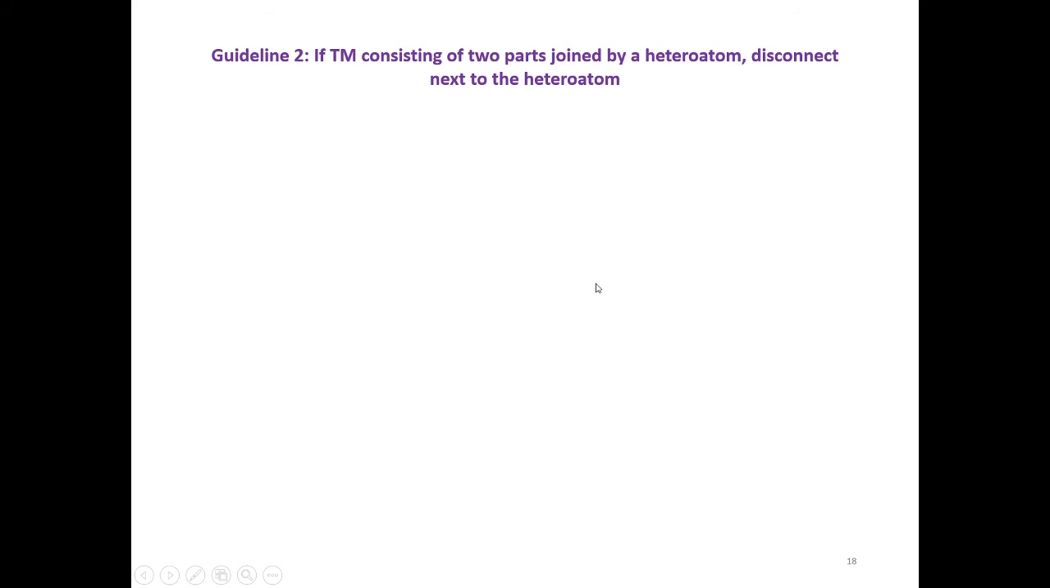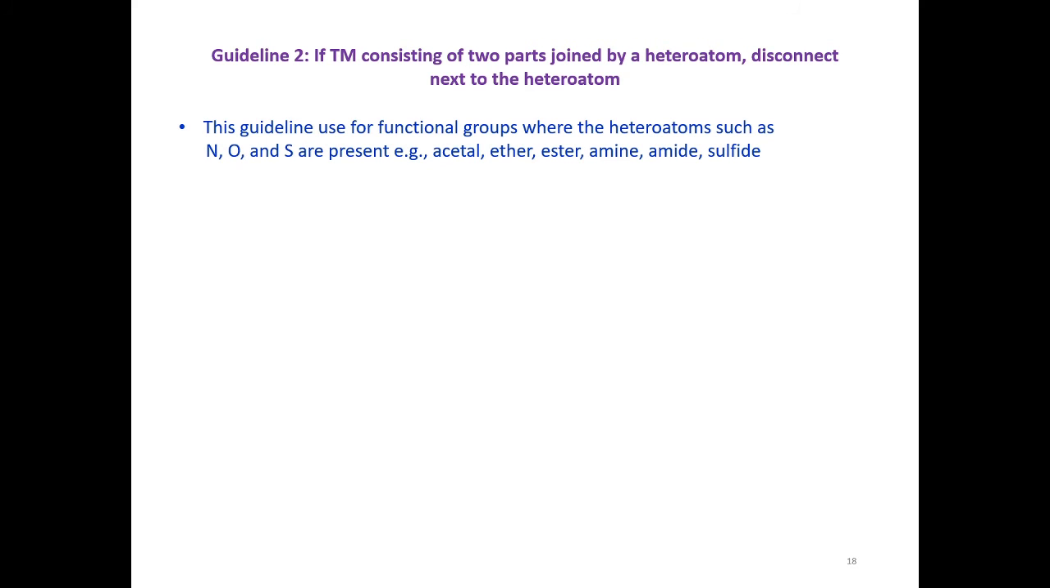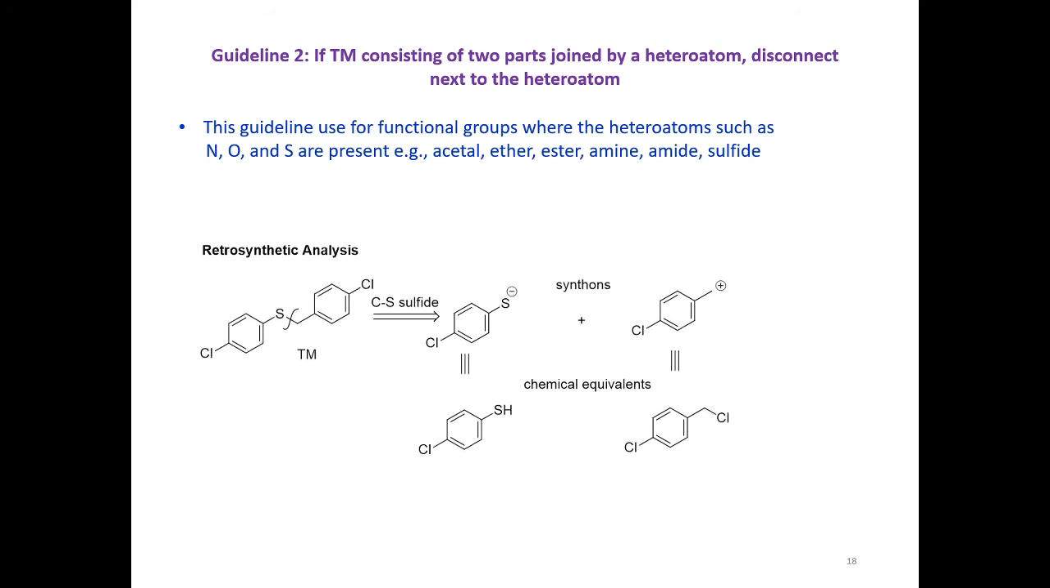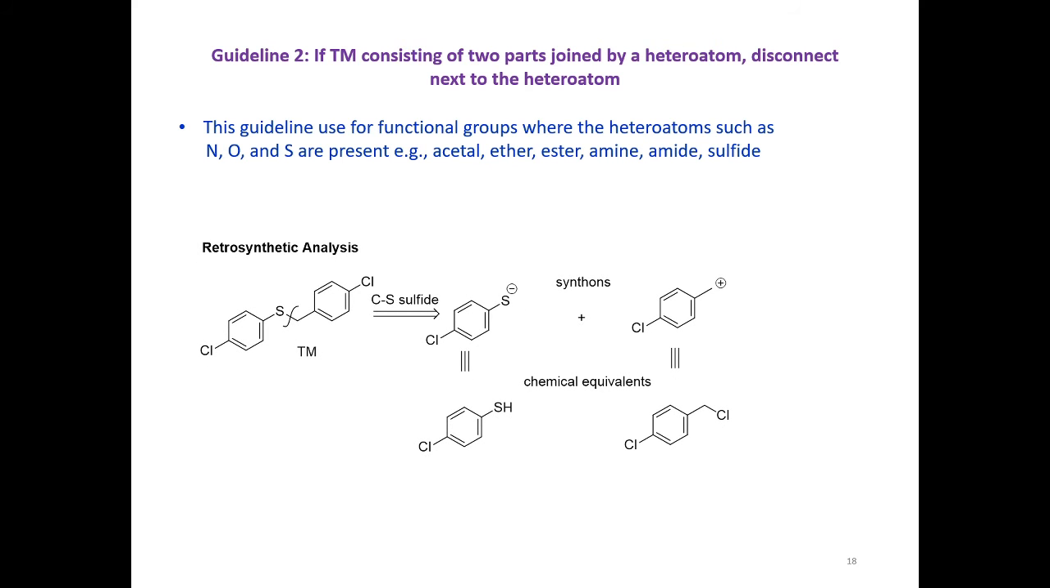So now move to guideline 2. If the target molecule consists of two parts joined by a heteroatom, disconnect next to the heteroatom. These guidelines are for the functional groups where heteroatoms such as nitrogen, oxygen and sulfur are present. For example, acetal, ether, ester, amine, amide, sulfide, etc.